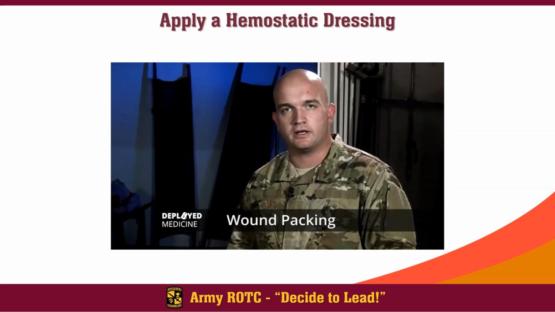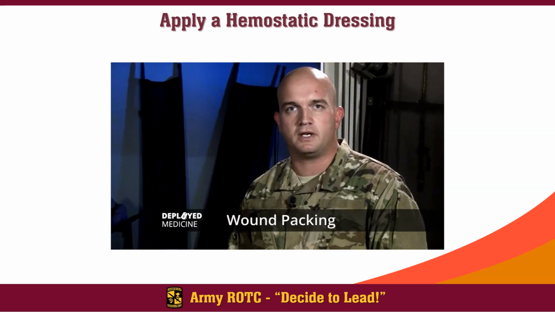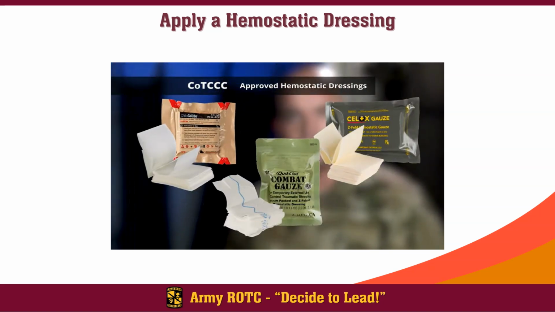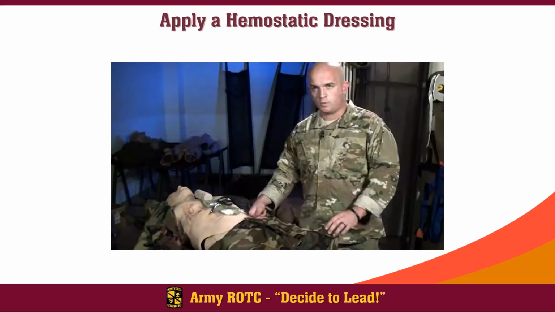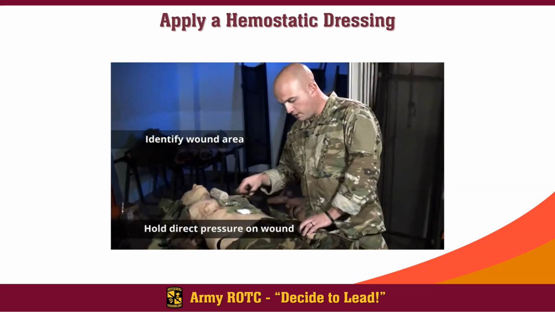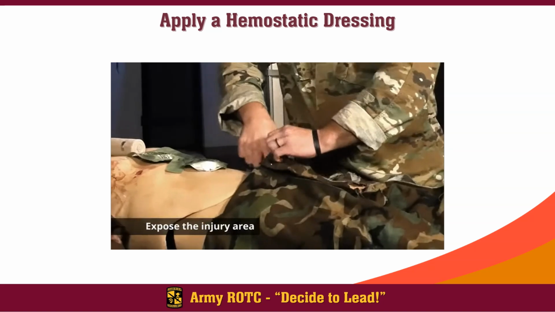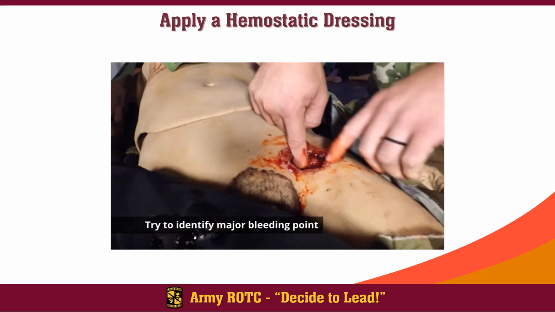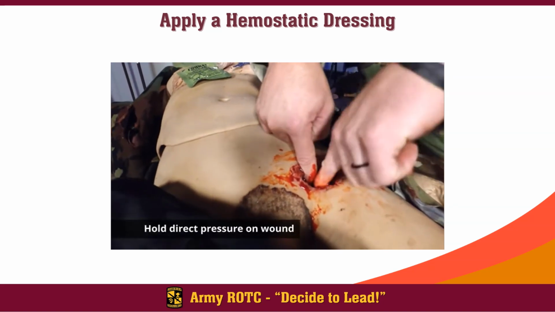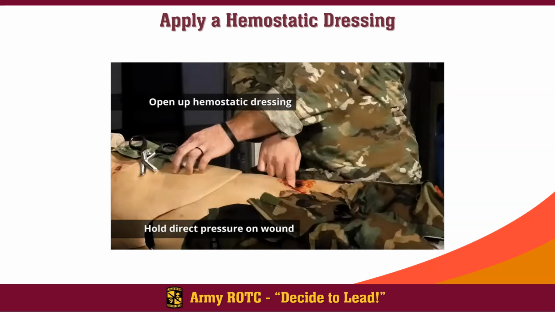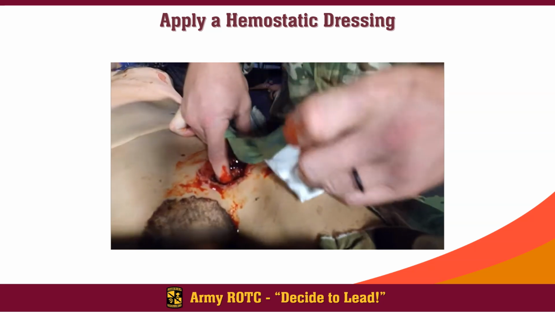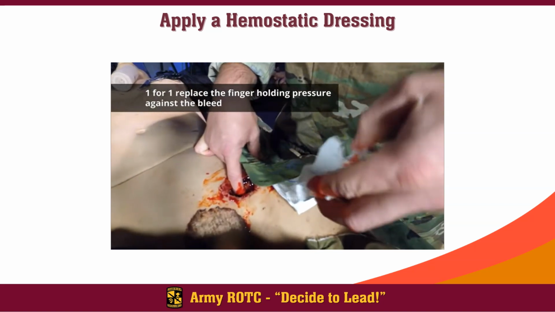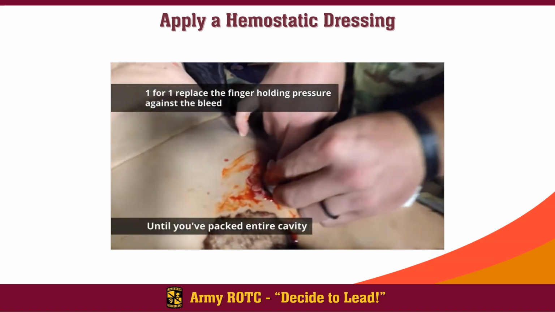Hi folks, Zach here. We're going to be going over wound packing today. The Committee on TCCC approves 3 types of hemostatic gauze: combat gauze, Celox gauze, and China gauze. Once you have identified a wound, hold pressure, direct pressure, and expose that wound. Go ahead and try to identify the major bleeder or any other bleeds within that wound. We're going to hold pressure on that wound. Open up your combat gauze. Make a small ball.